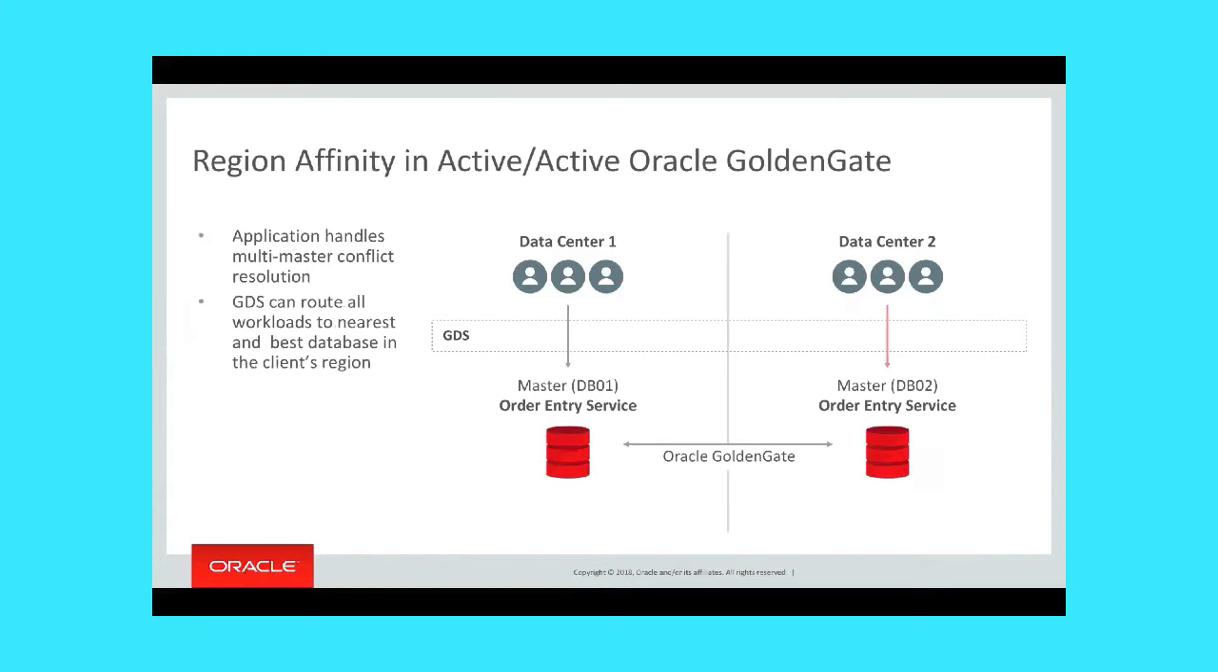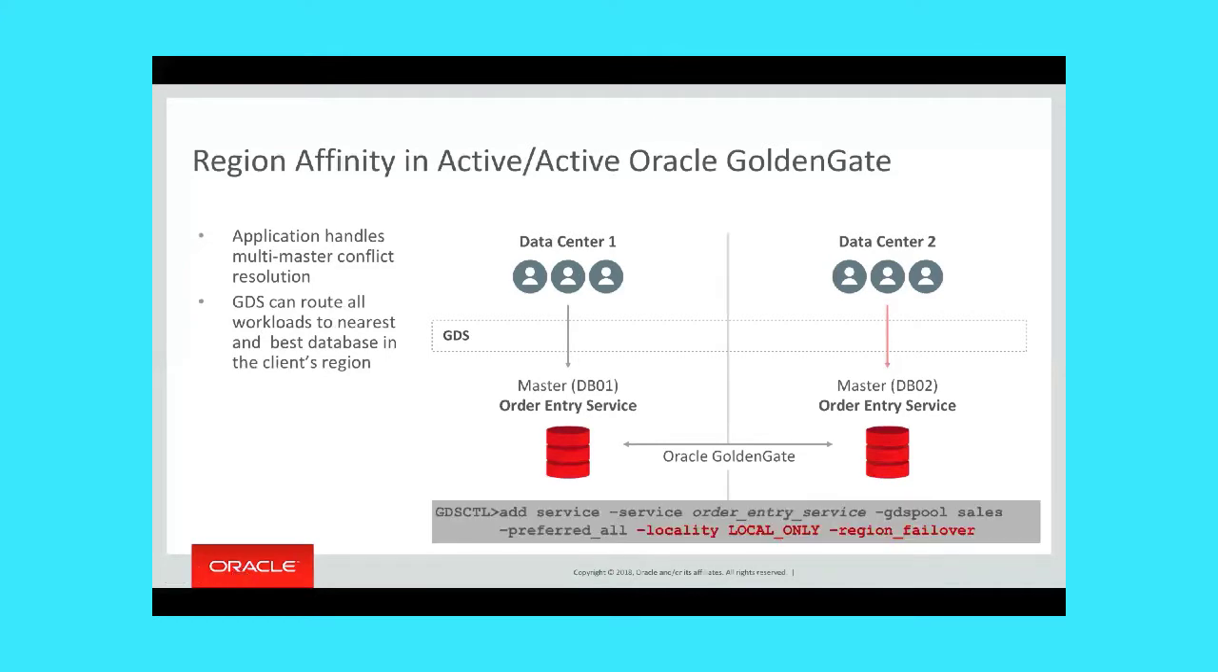The next thing is region affinity. It's the same example that I have used before. My assumption is the application has handled the multi-master conflicts. Now, my goal in this case is that clients closer to data center 1 should be routed to a database near data center 1. Likewise, clients closer to data center 2 should be routed to a database in data center 2. So I want to go to the nearest database.